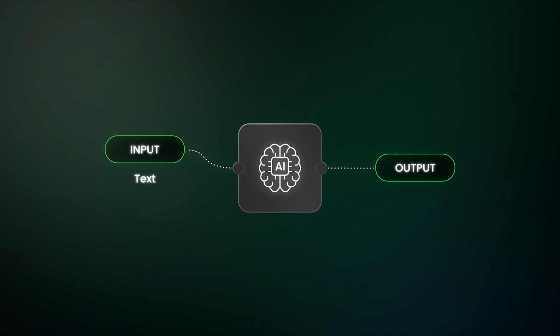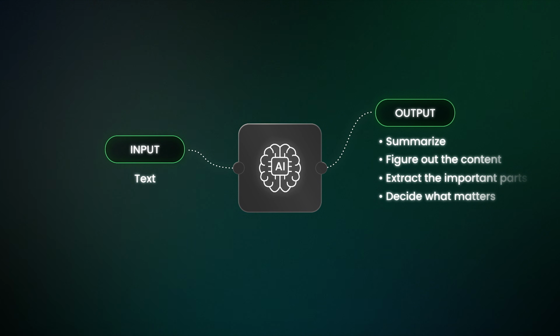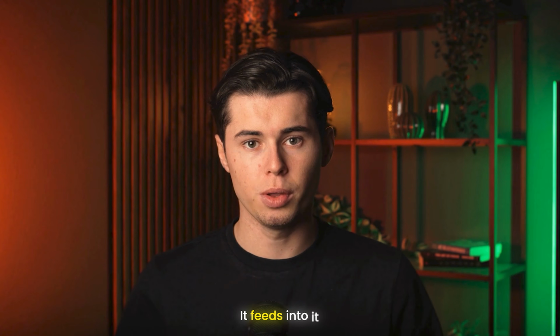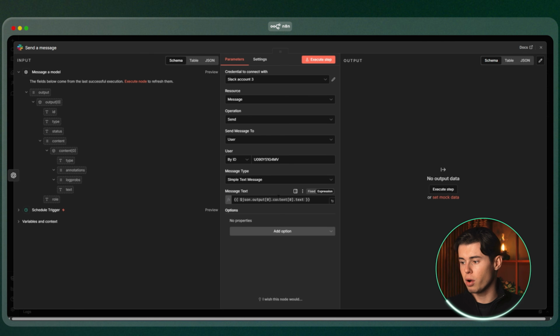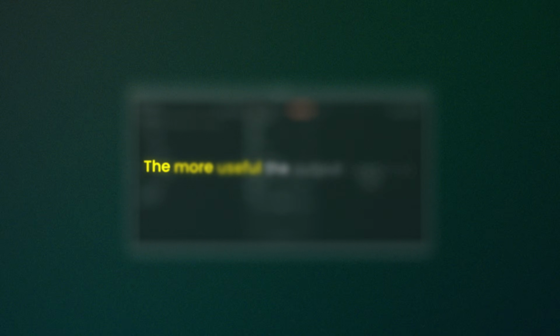So if you pass in text, the model can summarize it, figure out what it's about, extract the important parts, or decide what matters. And this is important. AI doesn't replace your workflow logic, it feeds into it. If you look here at the AI node, everything the model sees comes from this input panel. That context matters more than the model itself. The clearer and more specific the input, the more useful the output becomes.